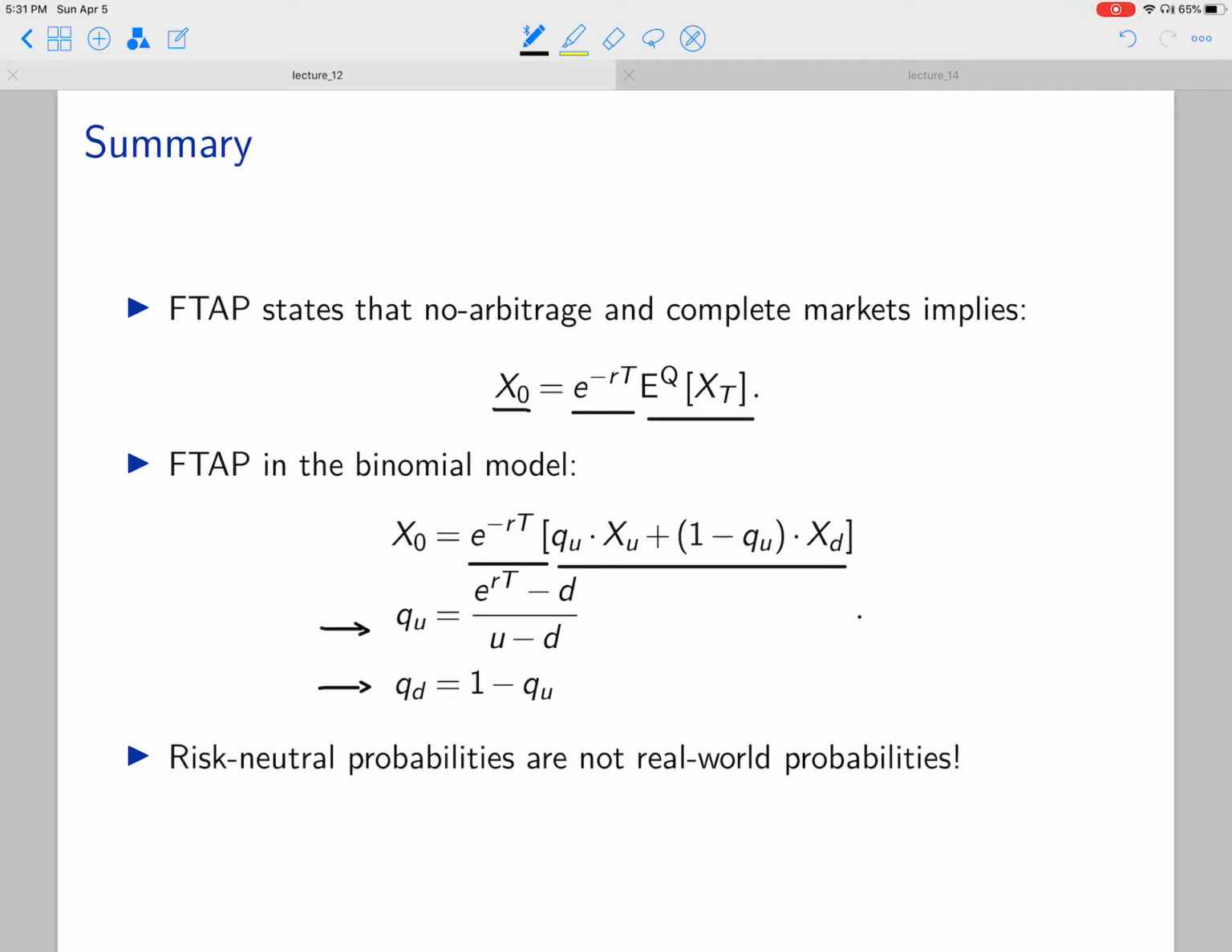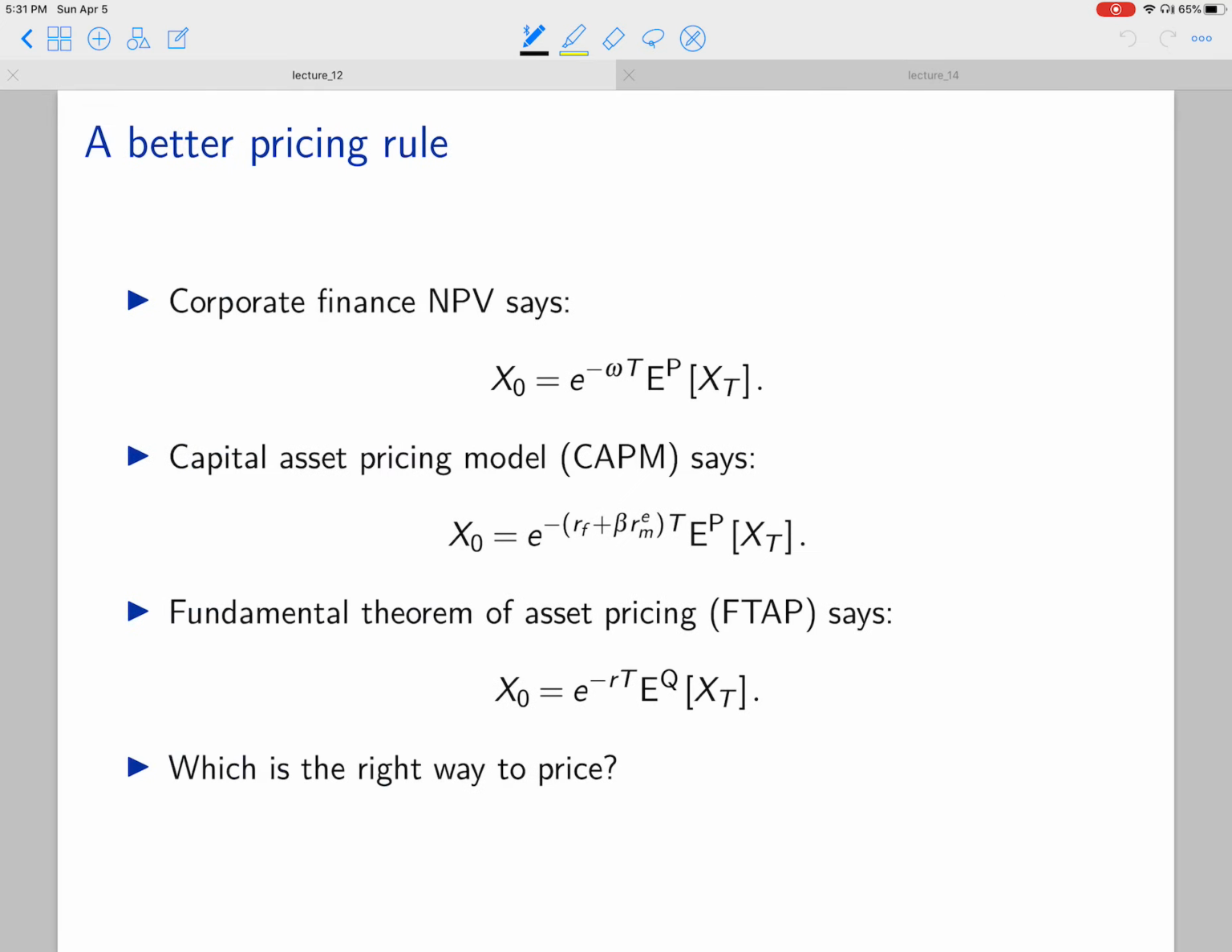A final thing to note also was that risk-neutral probabilities do not equal real-world probabilities. Q does not equal P in terms of the probability measures. And the reason why is because the risk-neutral probabilities adjust the real-world probabilities for the market price of risk. Risk-neutral probabilities are synthetic or mathematically constructed probabilities that allow us to price assets in no-arbitrage settings, while the P probabilities do not allow this unless we make some risk adjustment.